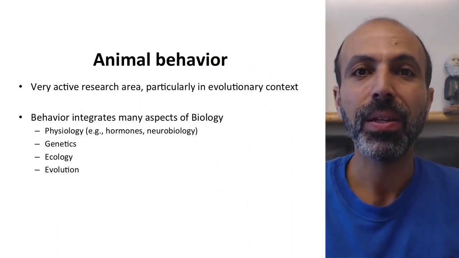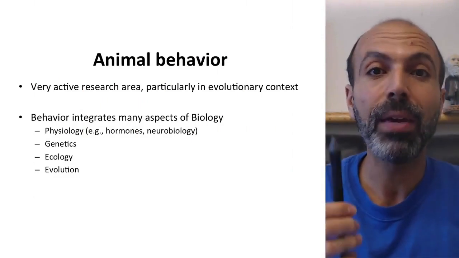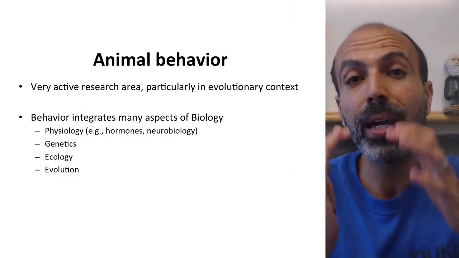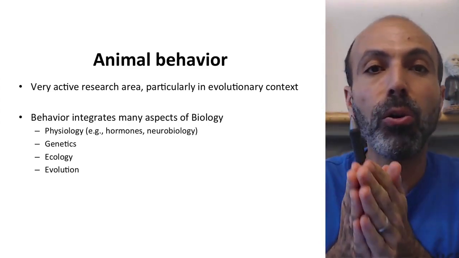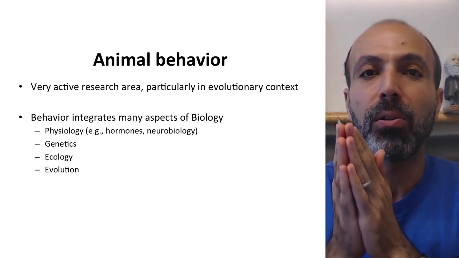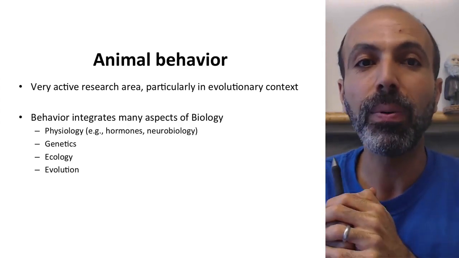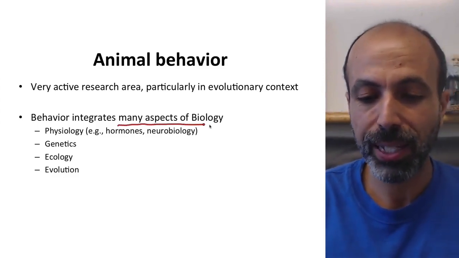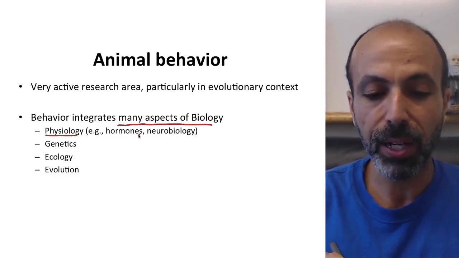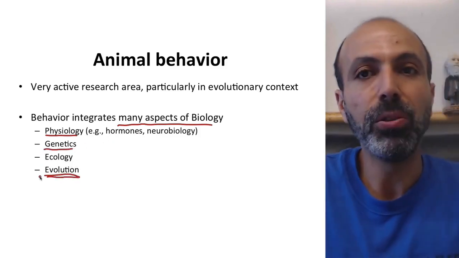But first, let's talk a little bit more broadly about animal behavior. Animal behavior is a very, very active research area, particularly studying animal behavior in an evolutionary context. You can study animal behavior from many different approaches. You can look at the hormonal basis for animal behavior, you can look at the neural basis for animal behavior, but what we want to look at now, rather than proximate causes, is the ultimate reason for why animals behave the way that they do. Now, behavior, as I mentioned, integrates with many different aspects of biology, such as physiology or hormones and nerves, genetics, ecology, and fundamentally evolution.